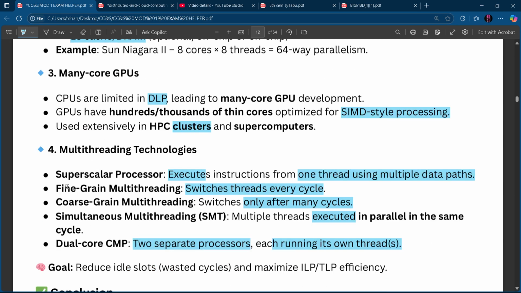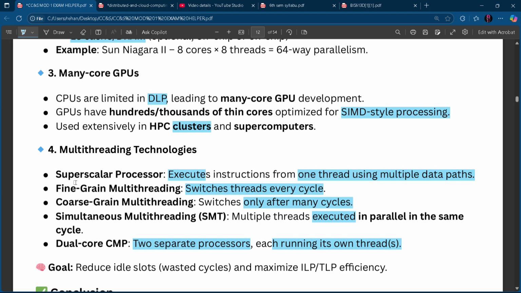Then multi-threading technology. You have to talk about how threads are processed or executed. That's the only thing you have to talk about in multi-threading technology. As the name says, multi-threading technology means more than one thread is processed or executed. There are one or two extra points.